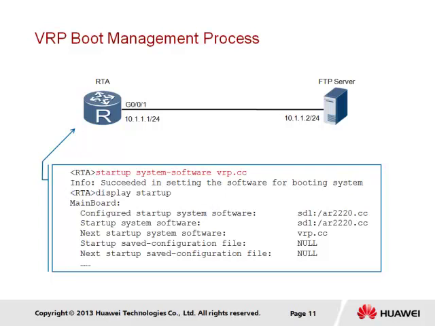The vrp.cc file that was retrieved from the FTP server is now shown as being set to be the image for use during the next startup, using the command startup system-software followed by the image name and extension. Once this command has succeeded, the display startup command can be used to view the resulting changes. In particular, we should look at the next startup system software option, which now shows vrp.cc as the VRP image that is to be used following restart of RTA.